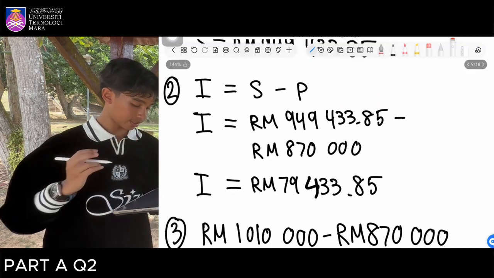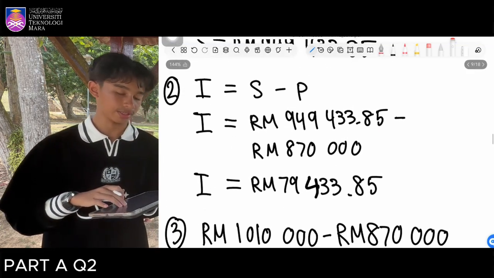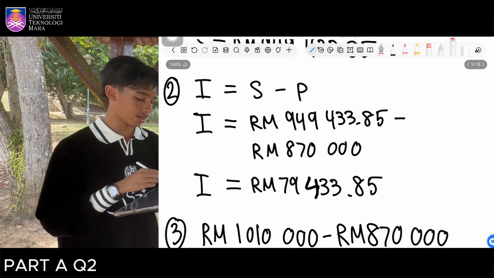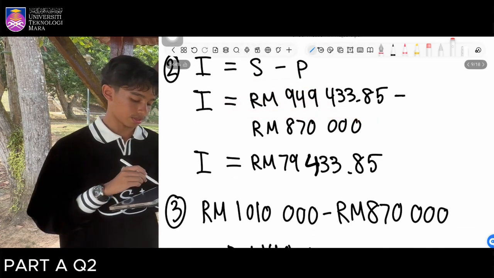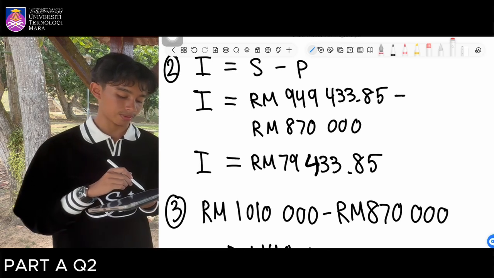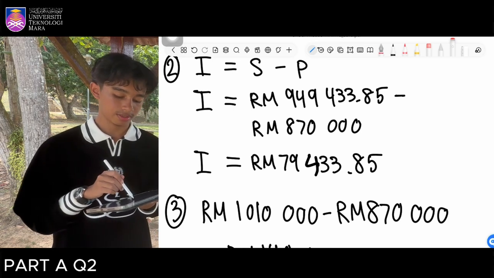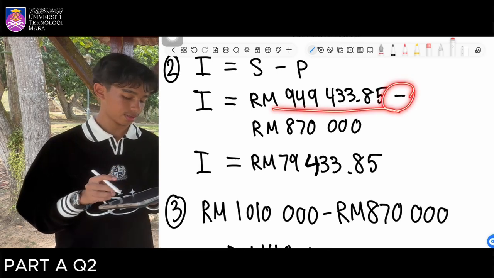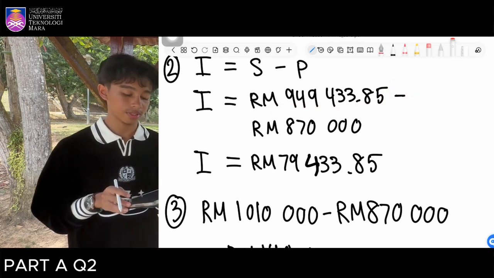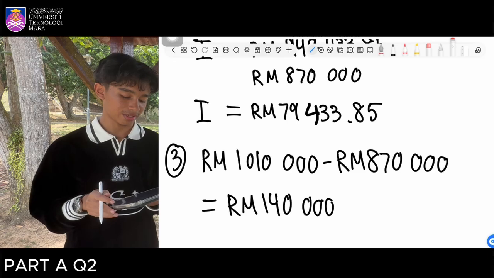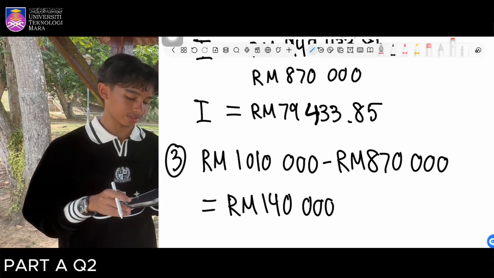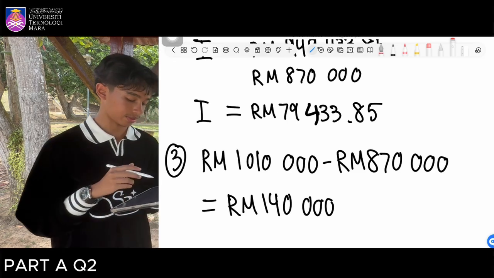Next, step 2, we should find the interest. The interest formula is I equals S minus P, which is I equals RM 949,433.85 minus RM 870,000. So we get RM 79,043.85.